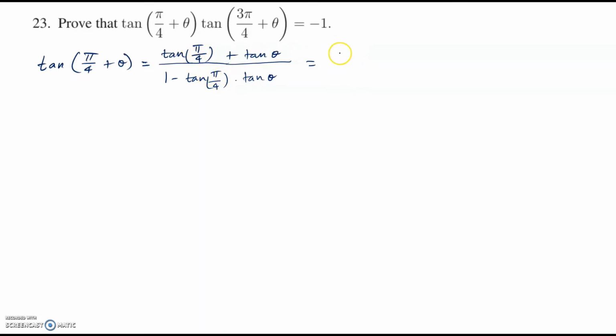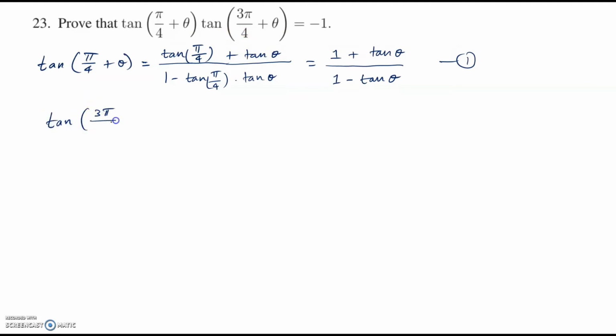Now let's replace the value of tan pi by 4 into this. So tan pi by 4 is 1. So this is 1 plus tan theta divided by, again, 1 minus, since tan pi by 4 is 1, this will be equal to 1 minus tan theta. Let's call this 1.